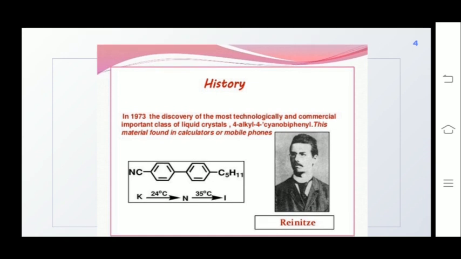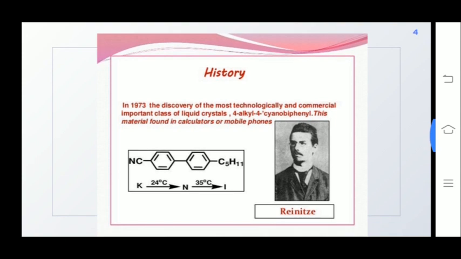In 1888, Reinitzer observed that as he heated cholesterol benzoate, the solid melted at 145 degrees Celsius into a liquid of a white turbid milky appearance. When this liquid is heated further, it undergoes another transition at 179 degrees Celsius, this time into a clear transparent liquid.